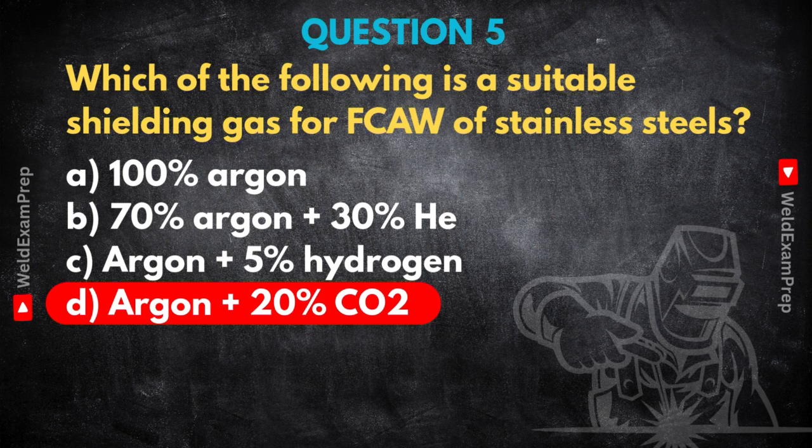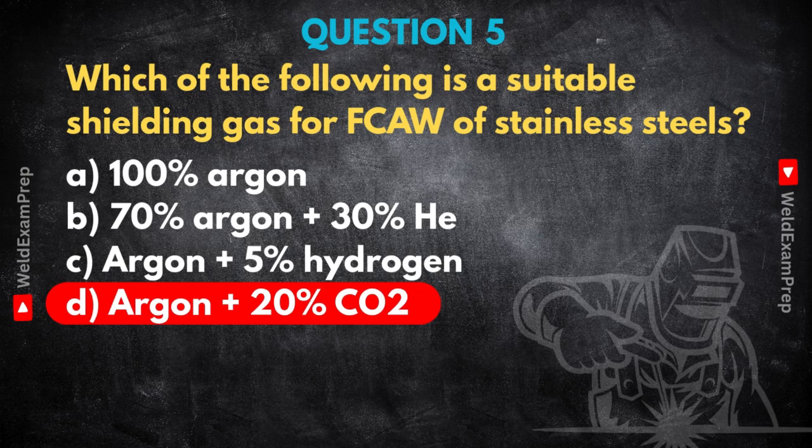Again, for the inspector, job number 1 is checking the gas cylinder and flow meter against what the WPS demands. Using the wrong gas invalidates the procedure. It really underscores how every detail matters. Matching gas to process to material, that's crucial knowledge. Wow. Okay, so just to recap quickly, we've covered quite a bit.